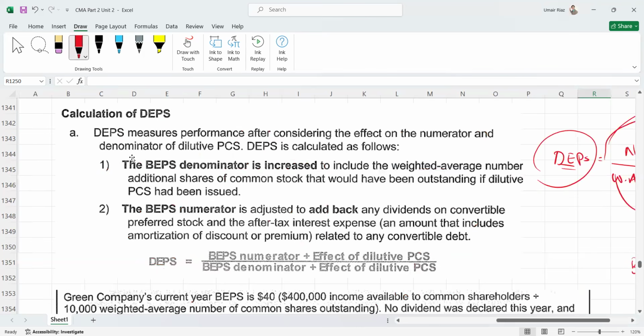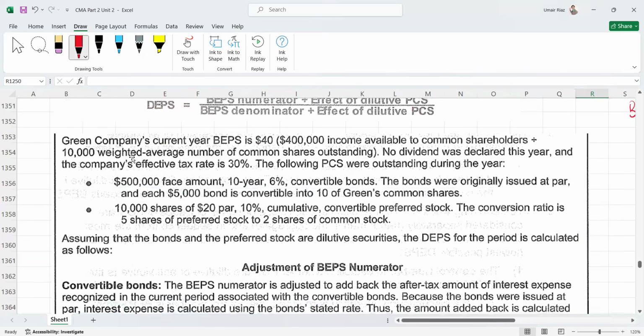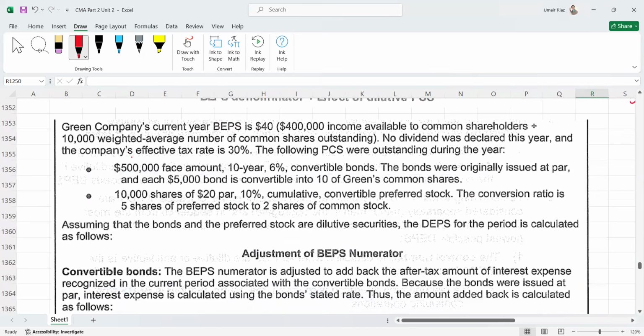Most probably in your exam question, they may ask a theoretical question also, but let's have a look if calculations are there. So here we go. This is the data, from here till here. We have data for the question, and then I'll solve it, how to calculate diluted EPS. Here we go, guys. So we have a green company. The current year basic EPS is how much? $40. Basic is given, already calculated.